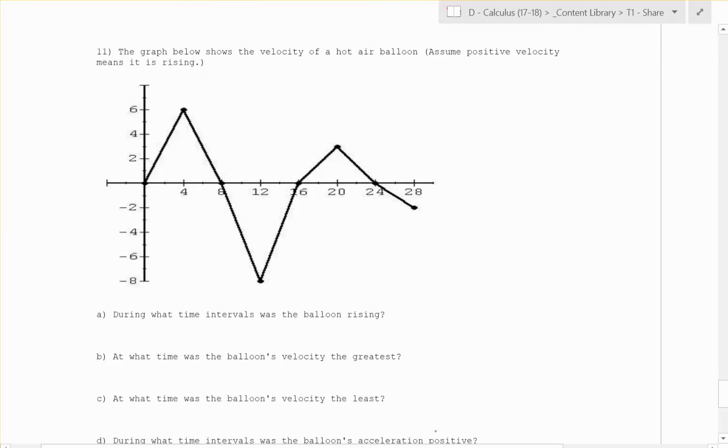So this is a graph of the velocity, so the derivative, the velocity of a hot air balloon. So assume positive velocity means rising. So for A, it asks, during what time intervals was the balloon rising? This means the velocity is positive.